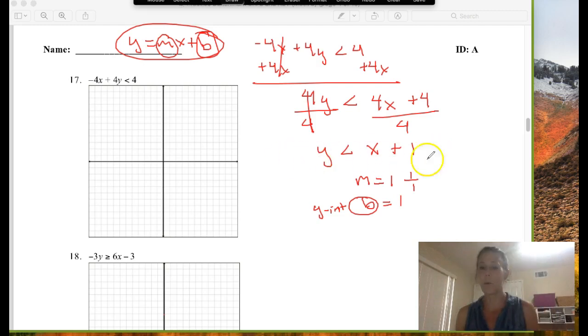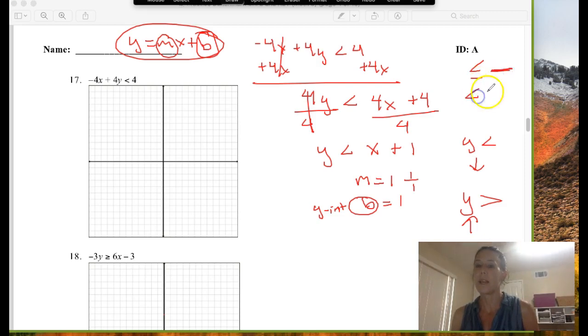I graph this just like I would a line with 2 exceptions. The less than or equal to and the greater than or equal to sign tell me if y is less than, I shade down. So if y is less than, I shade down. If y is greater than, I would shade up. All right, so when you solve for y, it tells you which way to shade. If y is less than, you shade down below the line. If y is greater than, you shade up. Now, if it's less than or equal to, I'm going to have a solid line. If it's just less than, I have a dotted line because it does not include the line. And the same for greater than or equal to.